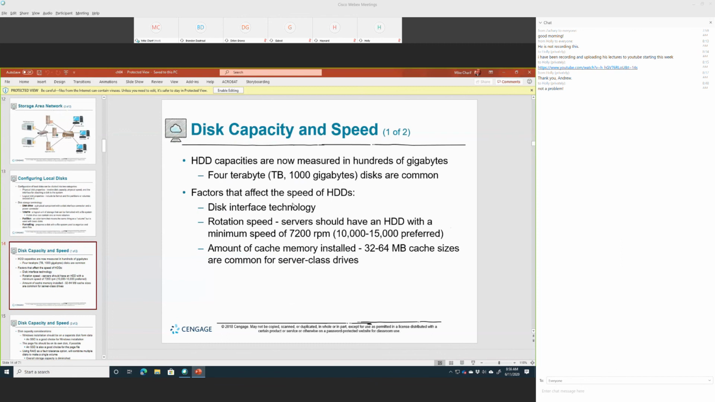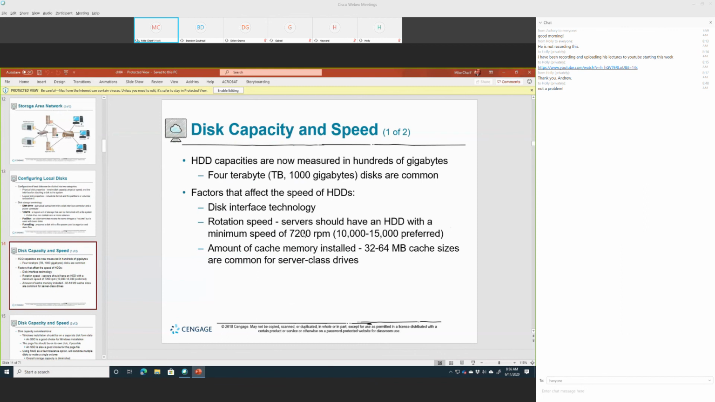Okay, factors that affect the speed of a hard drive. Disk interface technology, like we talked about. Is it HDD? Is it connected to PATA, which is parallel ATA, or which is known by IDE, or is it connected by SCSI or SATA? So it depends. And the speed, basically the rotation speed. A server should have an HDD with a minimum speed of 7200 RPM, revolutions per minute.